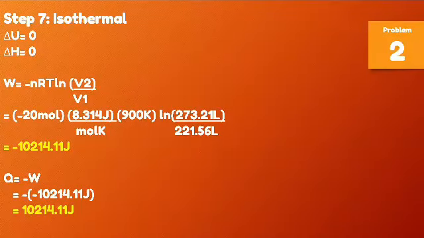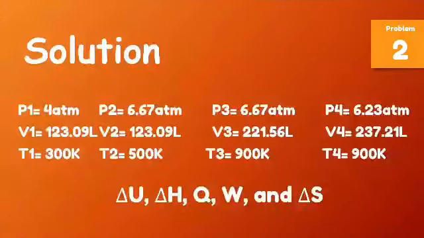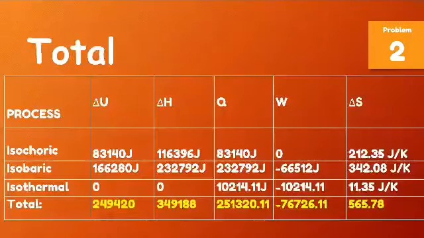And now we are done in the process of finding the delta U, delta H, Q, W, and delta S of isobaric and isothermal. The total in delta U is equal to 249420, the total in delta H is 349188, the total in Q is equal to 251320.11, and the total in W is negative 76726.11, and the total in delta S is 565.78.